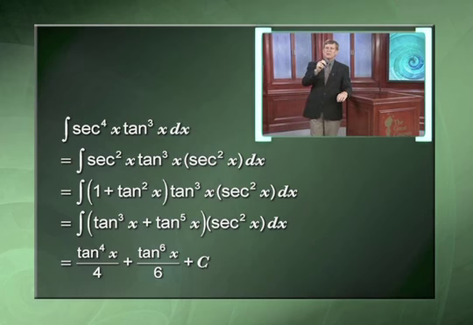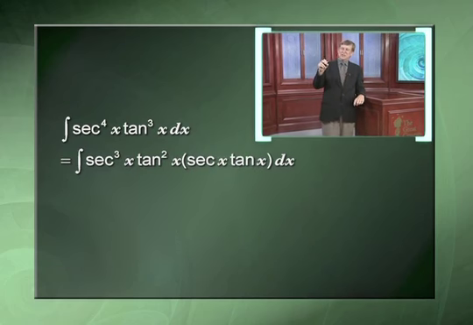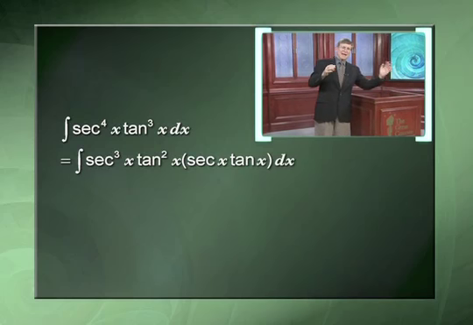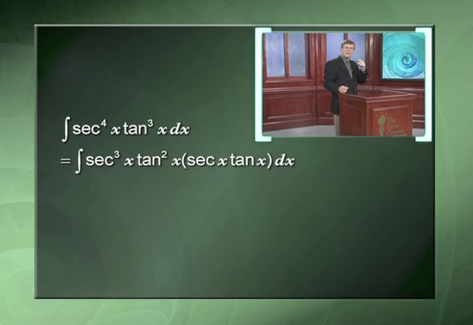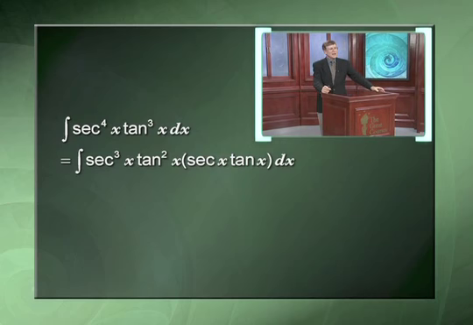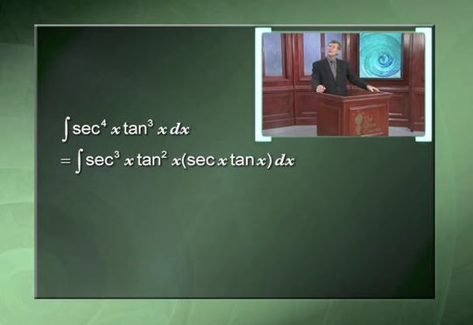We could also pull out secant tangent to the right and then leave everybody else on the left. So let's do that, and you'll see an interesting occurrence. So now I take one of the secants and I take one of the tangents and move it over next to dx. What am I left with? I'm left with secant cubed and tangent squared times secant tangent.